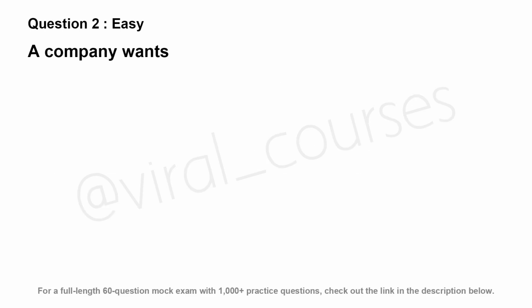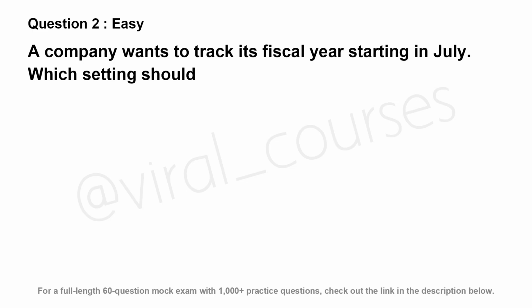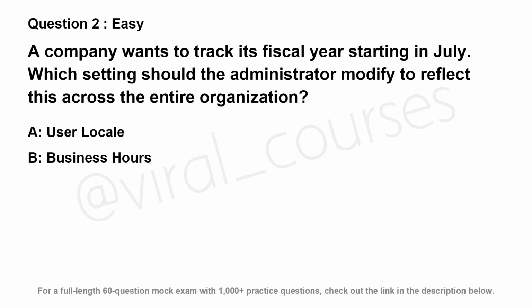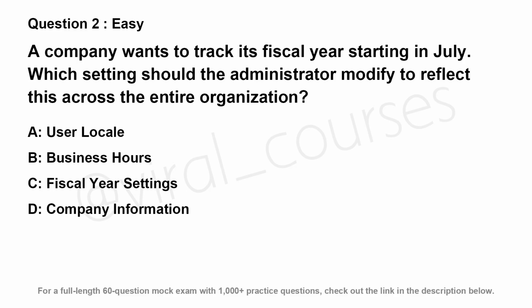A company wants to track its fiscal year starting in July. Which settings should the administrator modify to reflect this across the entire organization? Option A. User locale. Option B. Business hours. Option C. Fiscal year settings. Option D. Company information.